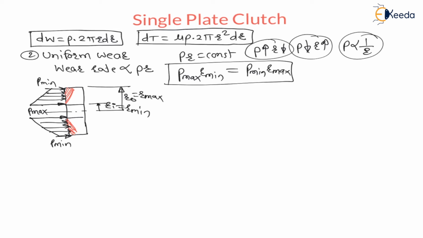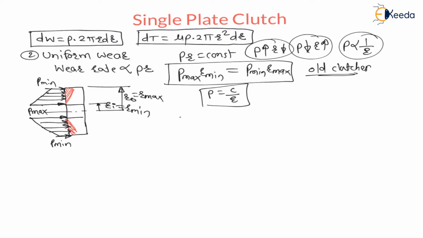Now this theory is used for old clutches, that is, if the friction lining is old, then this theory is used. As per this theory, PR is constant, therefore pressure is equal to constant divided by R. Now we will use this theory for calculation of torque.